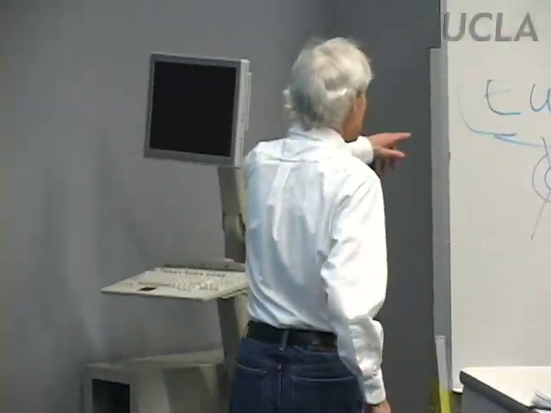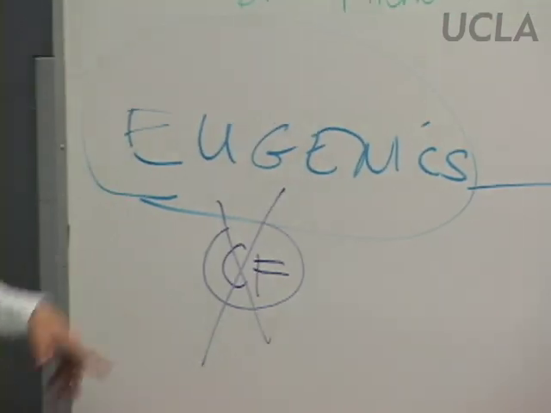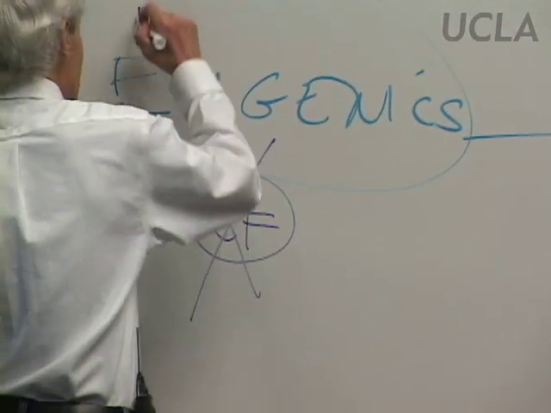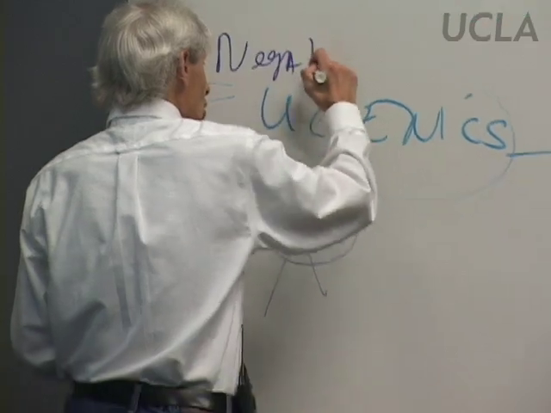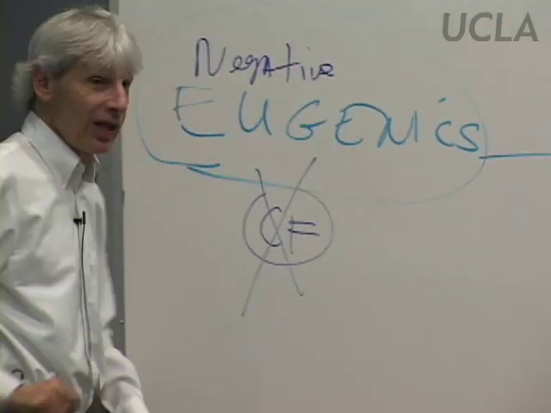So this is BS. It's called negative eugenics. That's what people thought about doing early in the 20th century. They thought about this. I'm glad you gave me an opening.